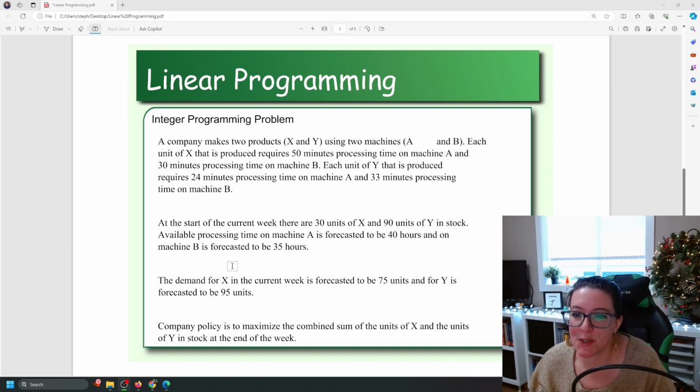Each unit of Y that is produced requires 24 minutes of processing time on machine A and 33 minutes of processing time on machine B. At the start of the current week, there are 30 units of X and 90 units of Y in stock. Available processing time on machine A is forecast to be 40 hours and machine B is forecasted to be 35 hours. The demand for X in the current week is forecast to be 75 units and for Y is forecasted to be 95 units. We want to maximize the total amount of stock that we have.